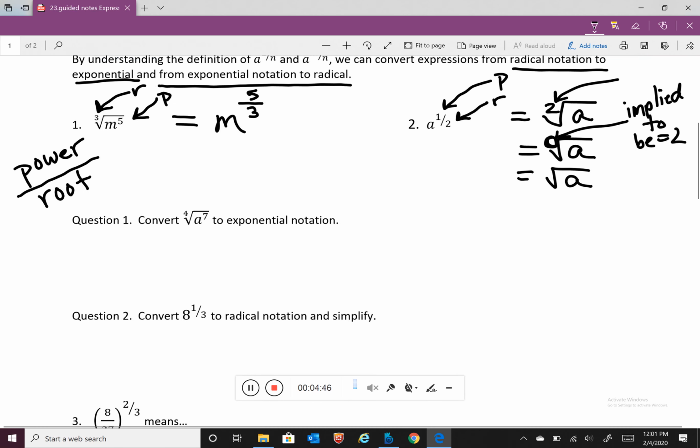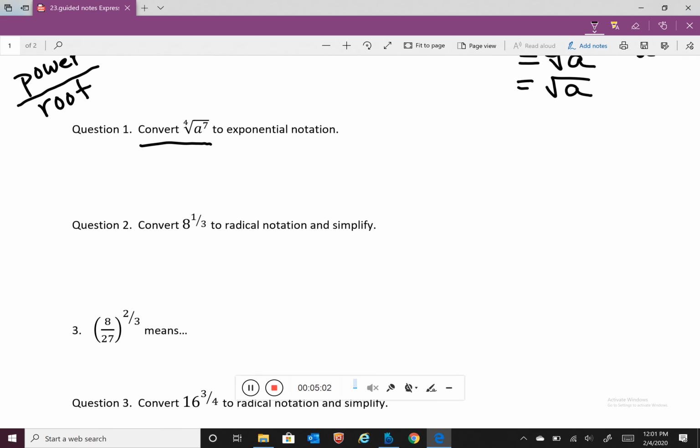Your question, you're going to convert the 4th root of a raised to the 7th power to exponential notation. And second question, you're going to convert 8 raised to the 1/3, and you are going to simplify.